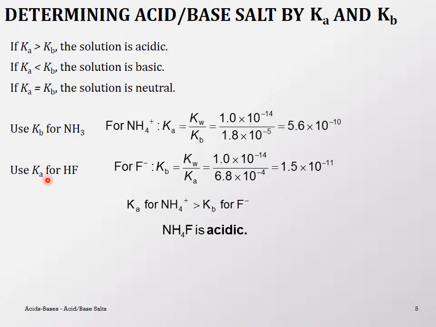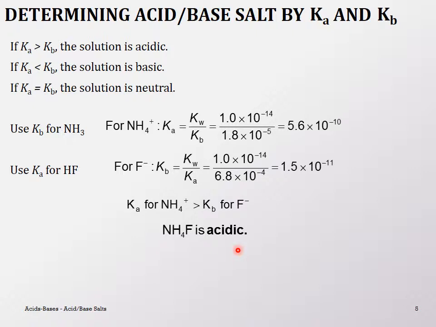And then Ka for HF. For fluoride ion, because fluoride is the conjugate base, you're looking at the Kb for this, and the Kb then is equal to 1.5 times 10 to the negative 11. Just a simple calculation, Kw divided by the Ka or Kb. So when you're looking at the Ka and Kb for these two ions, you can see that the Ka, with a lower negative number, is larger. If it is larger, that means that NH4F, which is ammonium fluoride, is an acidic salt.